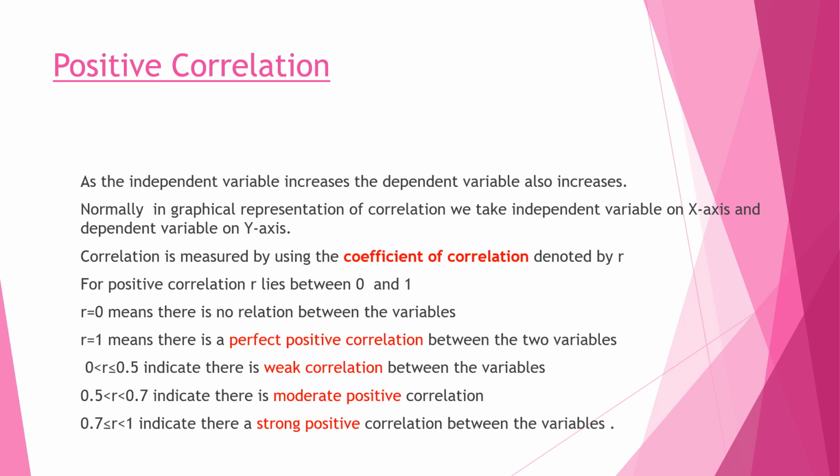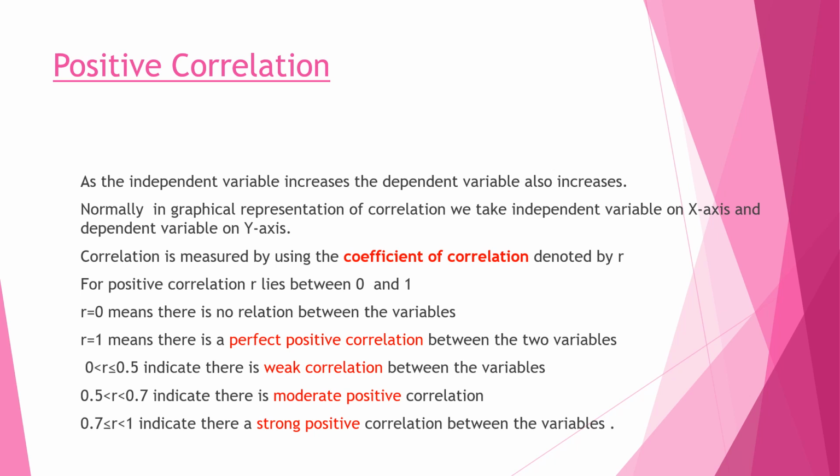Now let us see different types of correlation. First, we'll start with positive correlation. As the independent variable increases, the dependent variable also increases. Such a correlation is called positive correlation. Normally, when we plot the graph of correlation, along the x-axis we take the independent variable and along the y-axis we take the dependent variable.